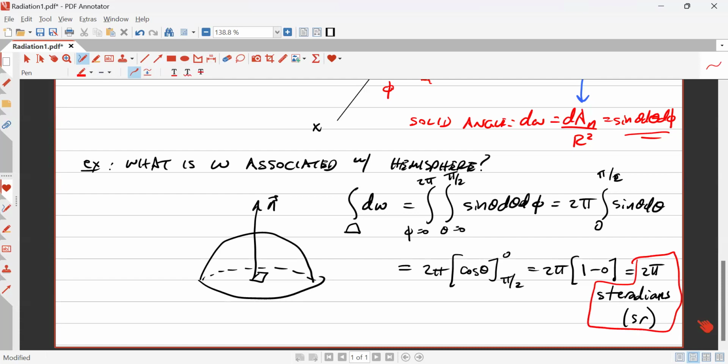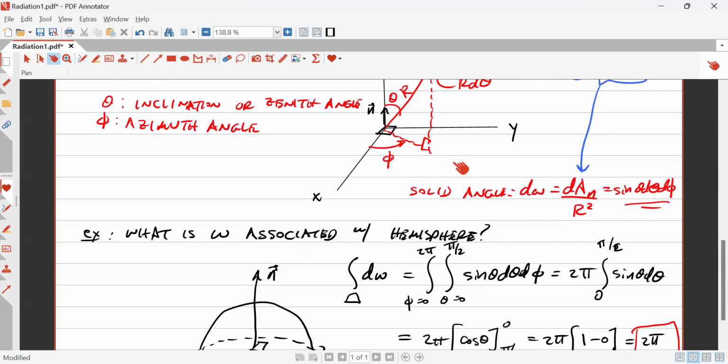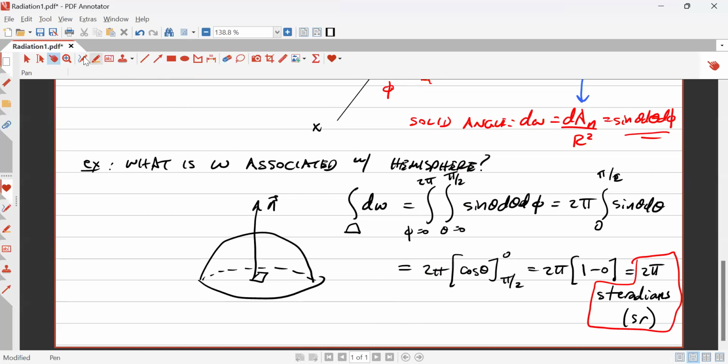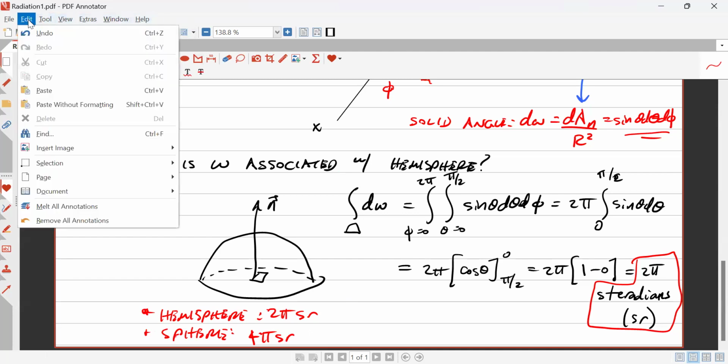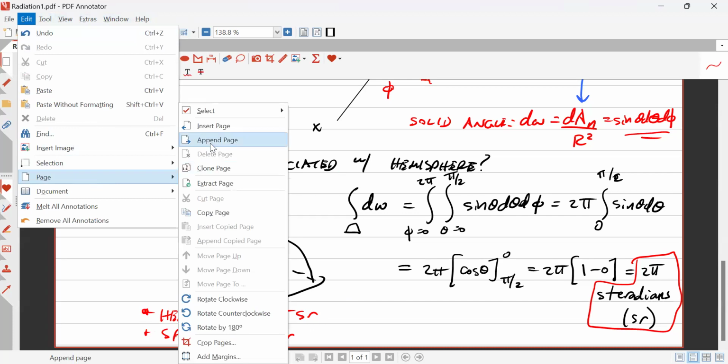A circle has 2 pi radians, and for a hemisphere, you get 2 pi steradians. In a sphere, you get 4 pi steradians because it's double what a hemisphere is. Okay, so let me append a page here.